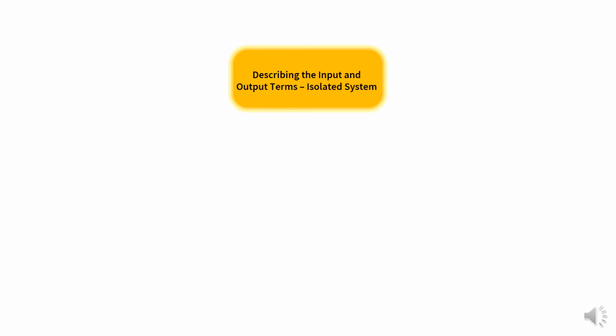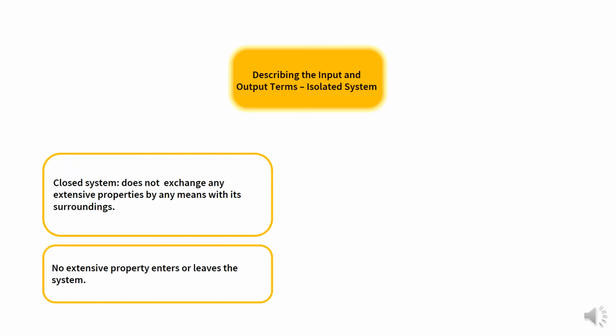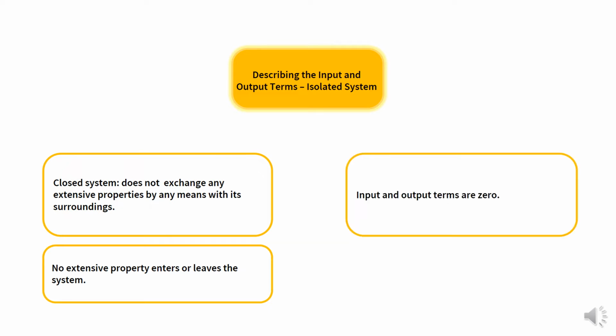An isolated system is one that doesn't exchange any extensive properties by any means with its surroundings. No extensive property enters or leaves the system. In an isolated system, both the input and output terms are zero. The engineering convention is to use the term closed, not isolated, to describe a system without transfer of mass or charge. The terms open, closed, and isolated are used to describe the accounting of energy and momentum.